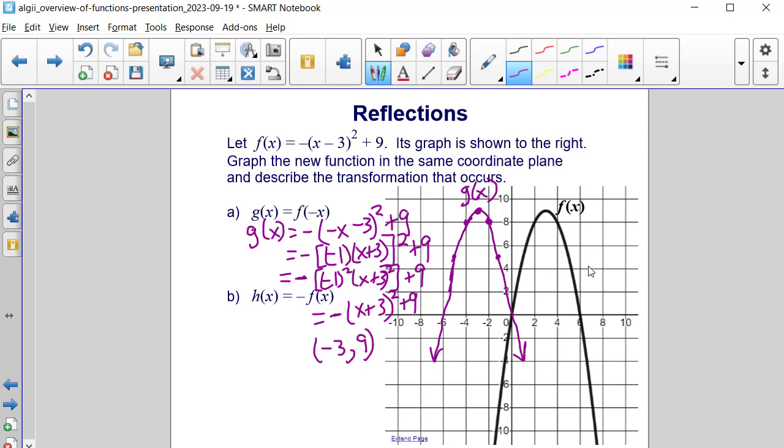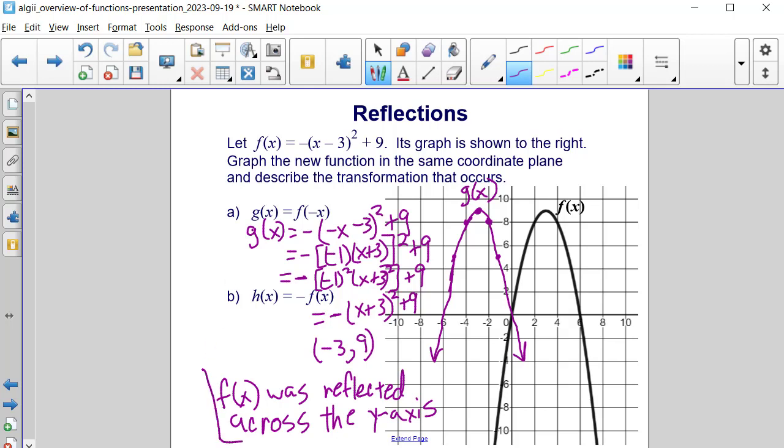So this is what our g of x function looks like. And now describe the transformation that occurs. We reflected f of x across the y-axis. So that's the final answer in words for part A, and the graph that we drew is of the function g of x.